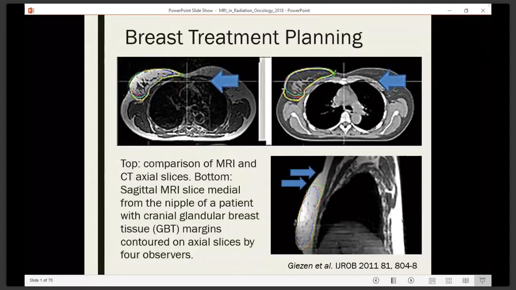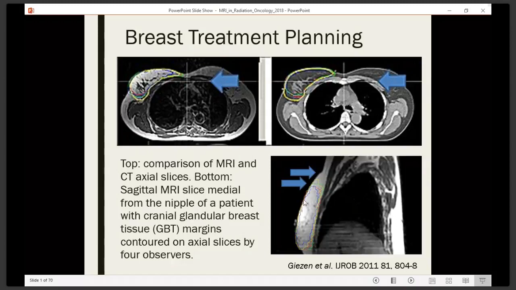So here are some examples of using MRI to do treatment planning. MRI is particularly good at this compared to CT. Here's the CT, and what they've done is drawn 4 different contours here to delineate the extent of the breast tissue with 4 different observers. And you can see compared to the CT, there's quite a bit more agreement as to what those margins are for the MRI study here.